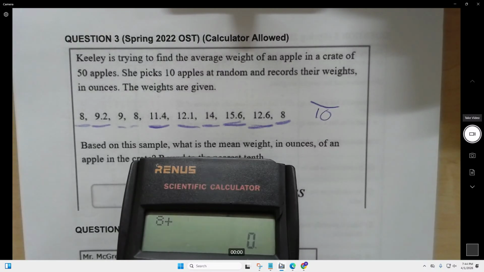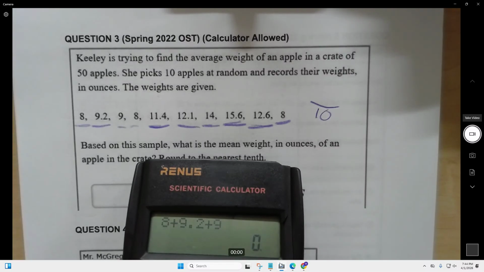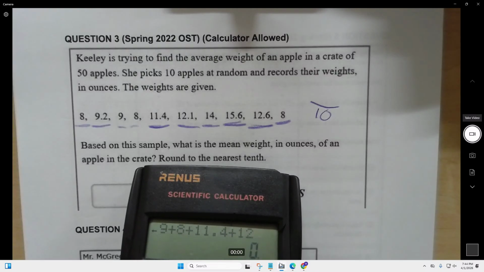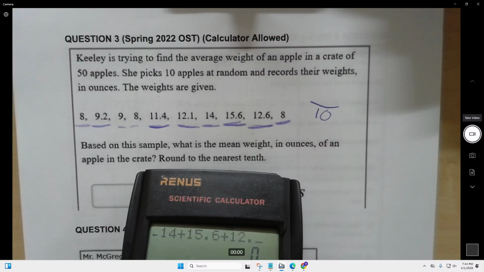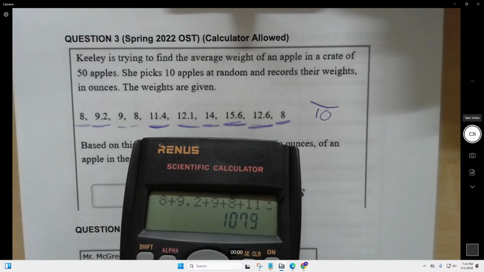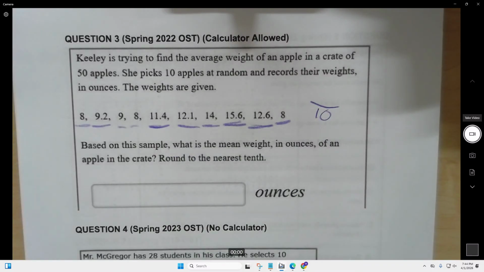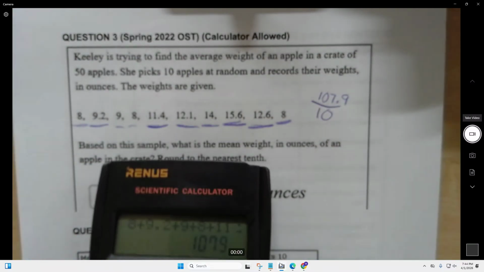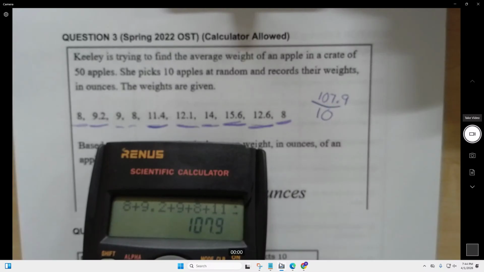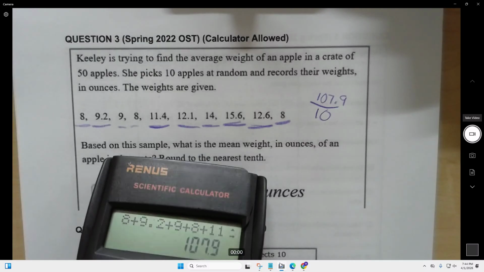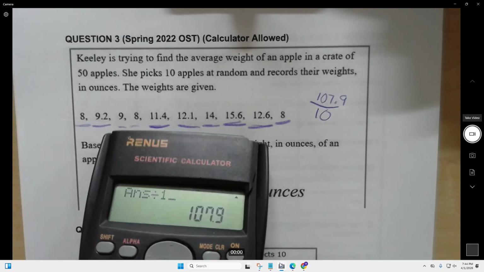8 plus 9.2 plus 9 plus 8 plus 11.4 plus 12.1 plus 14 plus 15.6 plus 12.6 plus 8. For questions like this with means, I would encourage typing the numbers in twice just to make sure you didn't typo somewhere. I'm only going to do it once because I literally watch the numbers go in, but just make sure you're paying attention. Then we're going to divide that by 10.